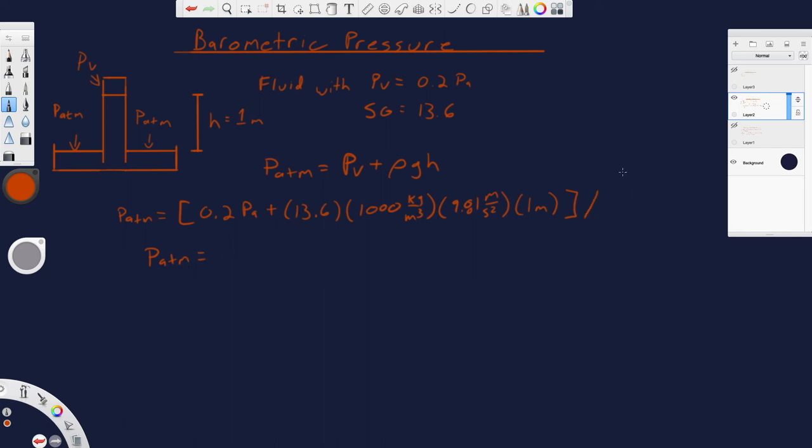And then we could divide by 1,000 pascals per kilopascal. So in that case, we would have 133.4 kilopascals, which is equal to about 1.32 atmospheres. I hope I got my units right on that. All right, so that's it on that one.